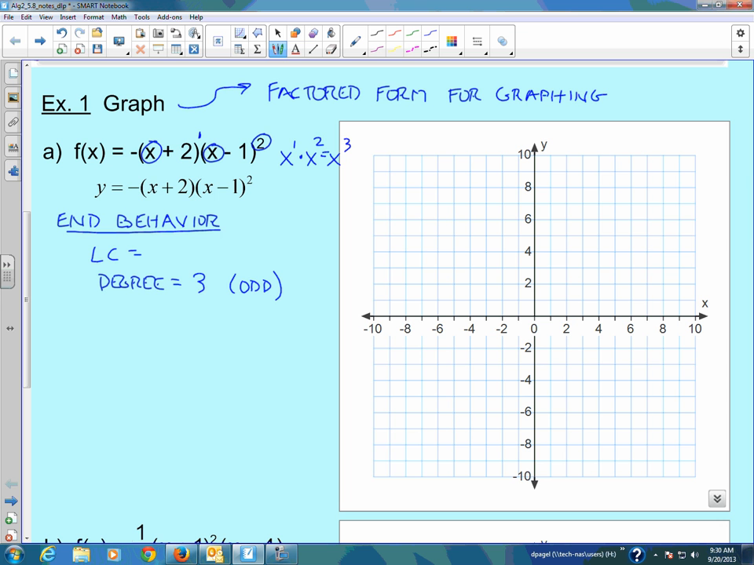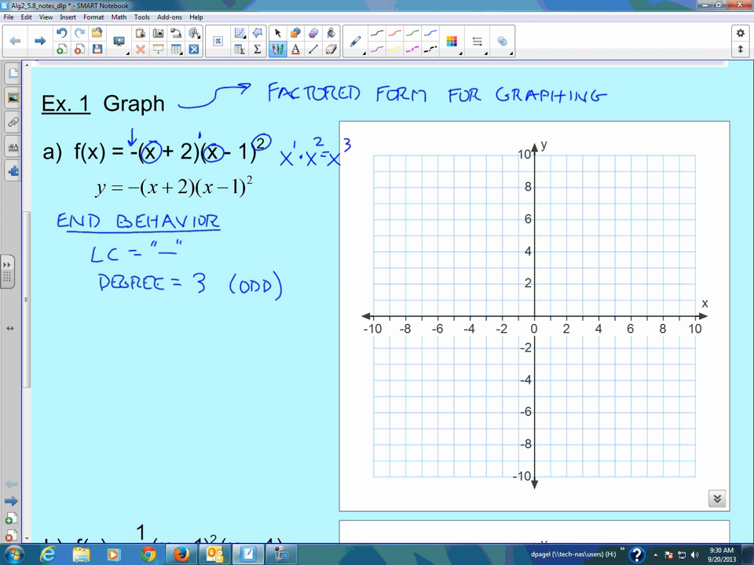Now the leading coefficient maybe, again, is not so obvious, but if I looked at foiling or distributing these binomials out here, I get to a place where I can see that I have an x times an x squared, and then I've got this negative that's hanging out here, so I'm going to end up with a negative x cubed. So I know that my leading coefficient is a negative value for this graph.